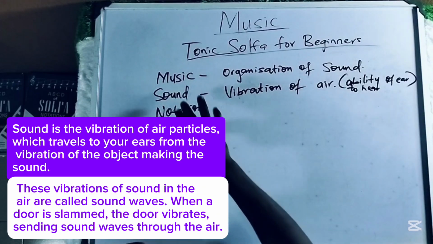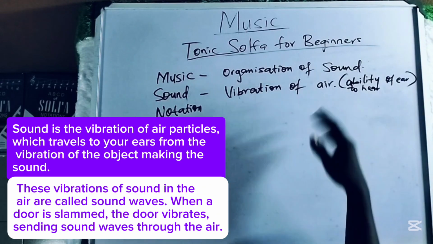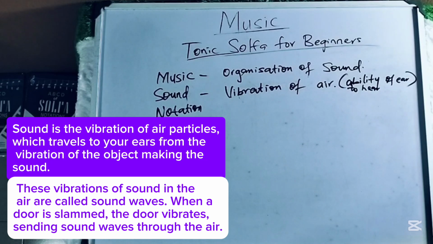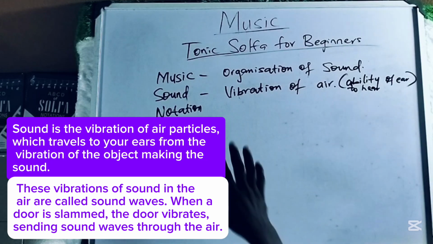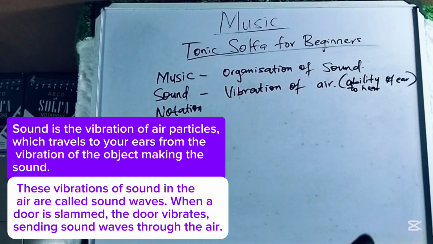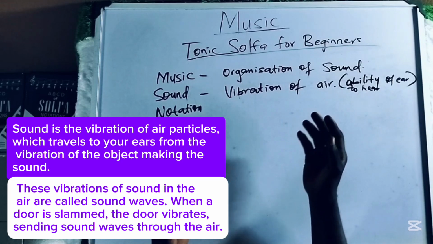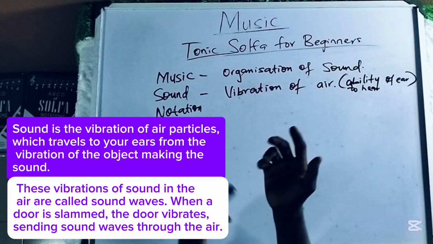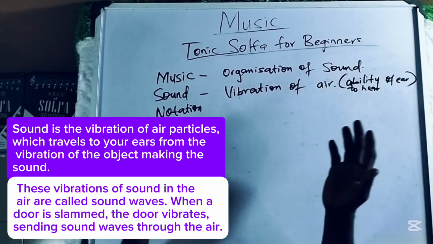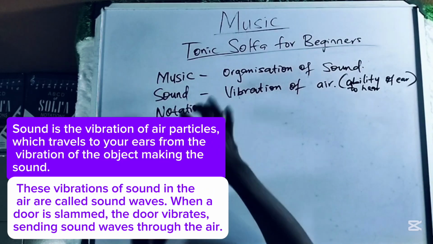Anything the ear has the ability to receive is sound. So if somebody cannot receive anything through the ear, there is nothing like sound, because the person cannot hear. Sound can also be defined as the coming in contact of two objects. When two objects come together, they vibrate, and that vibration is called sound.